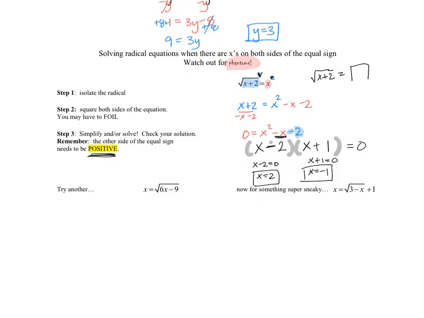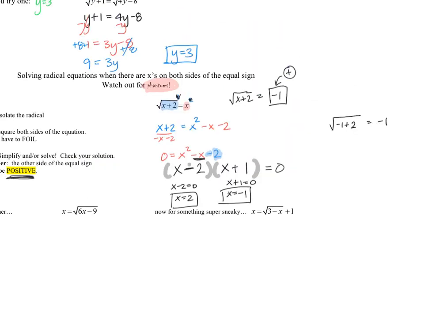We need this side to be positive. If we plug in 2, everything's great. But if we plug in negative 1, it does not work. And if you try it out by plugging in negative 1, you'll see that the answer doesn't come out to be true. If you check it out, the square root of negative 1 plus 2 equals negative 1. You're going to get the square root of 1 equals negative 1.